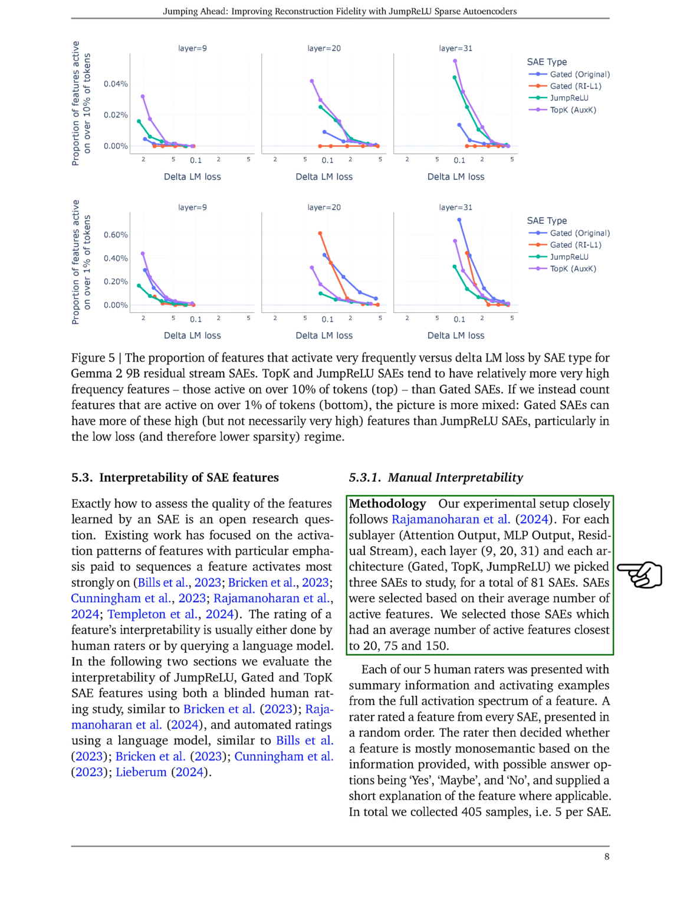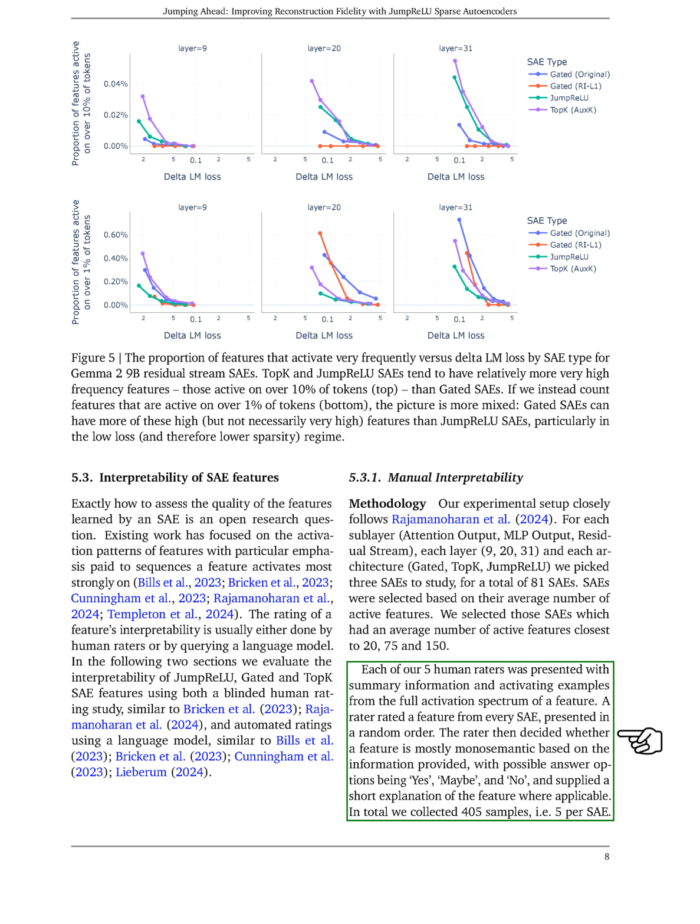Our experimental setup closely follows established methodologies. For each sublayer (attention output, MLP output, residual stream), each layer (9, 20, 31), and each architecture (gated, top K, JumpReLU), we selected 3 SAEs to study, totaling 81 SAEs. We chose SAEs based on their average number of active features, specifically those closest to 20, 75, and 150.